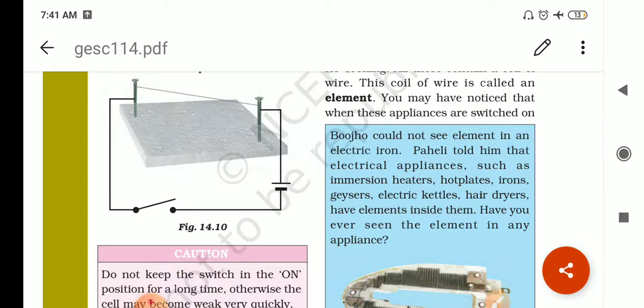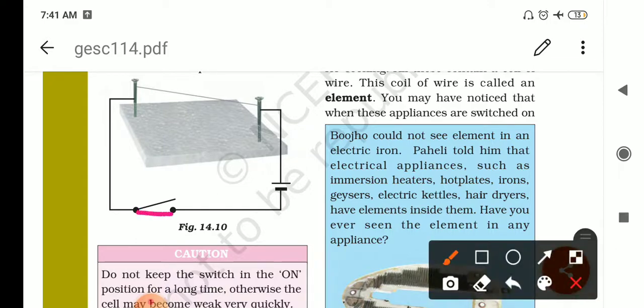Then it will be at the normal temperature, room temperature. Now bring the switch to the on condition, okay? And let the electricity flow through the circuit and wait for 2 or 3 minutes. Now again touch the wire, okay? You can touch it because this is a very low volt battery. The cell you have used has low power, so you can touch this wire.